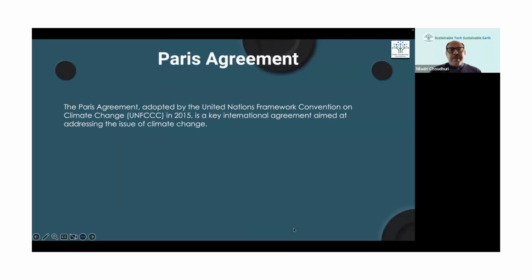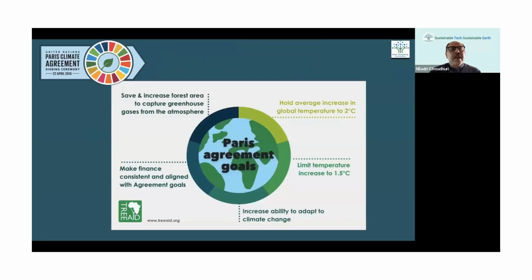Now let us look at the Paris Agreement. The Paris Agreement, adopted by the United Nations Framework Convention on Climate Change, UNFCCC, in 2015, is a key international agreement aimed at addressing the issue of climate change. So many of the countries actually signed this agreement. The US did not sign it at that point of time. So what are the main things that it is talking about?